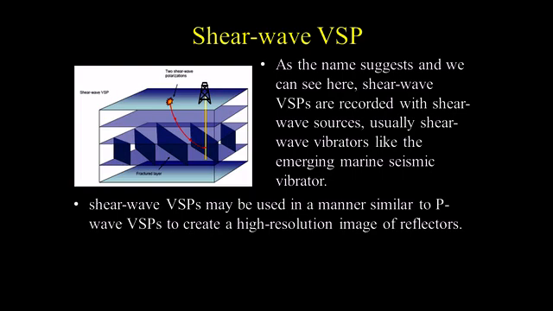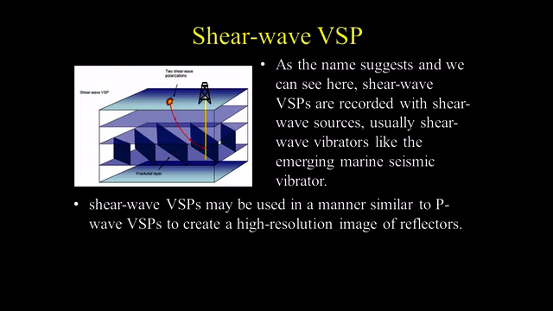Shear waves travel faster when their particle motion is polarized in the plane of the fractures than when it is perpendicular to the fracture plane. Thus, shear wave VSPs can be used to determine the expected orientation of induced fractures, the orientation of natural fractures, and stress directions. They can also be used as a qualitative indication of fracture density.